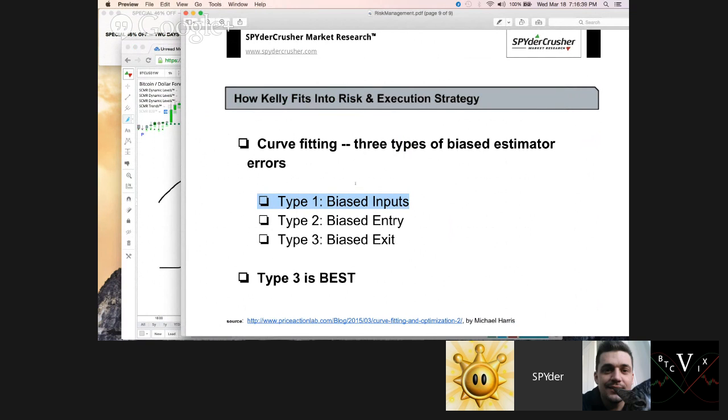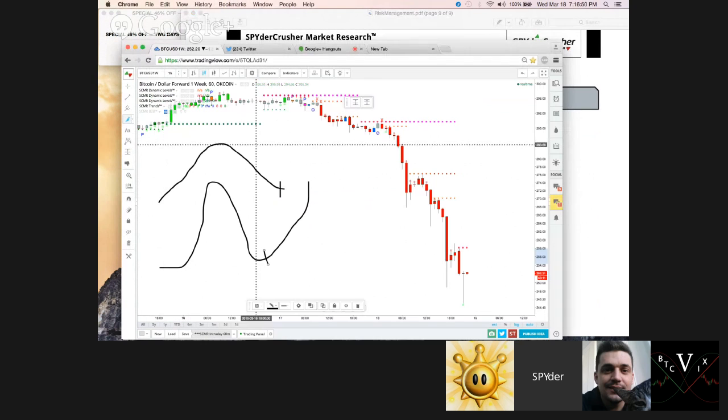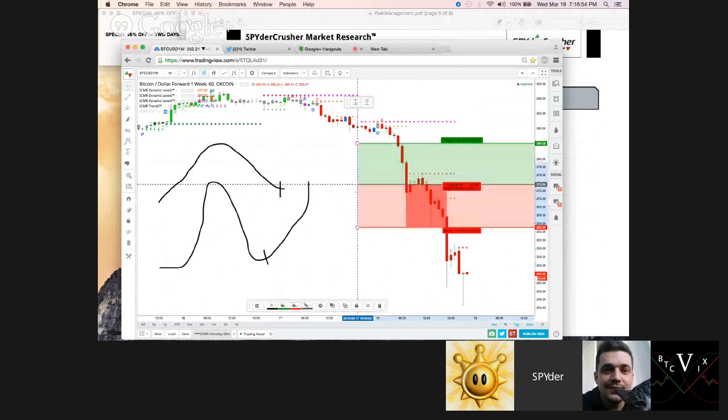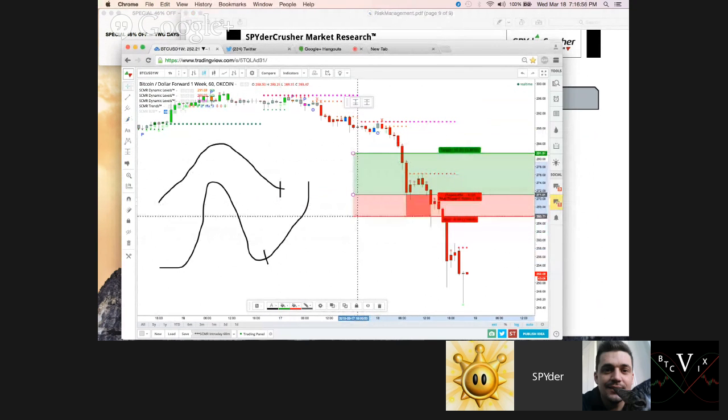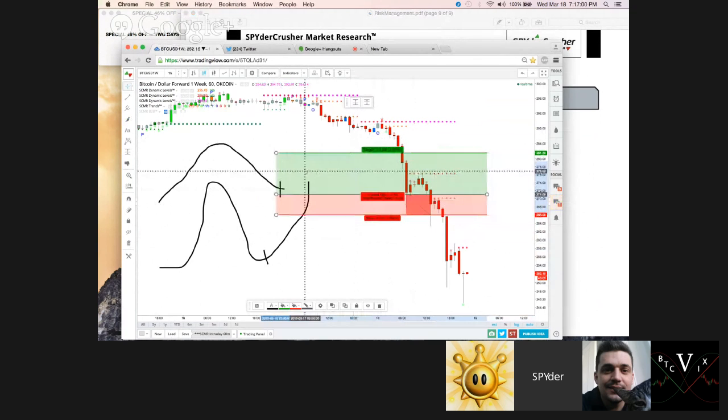The one that's slightly better but still very biased is a biased entry, which is you're doing the same thing, but you're only fiddling with the entry. So at least you have the exit based on risk reward, as we've talked about. You got your 2 to 1 and everything's good, but you're still messing around with the entry, trying to create some optimized framework for how to enter.